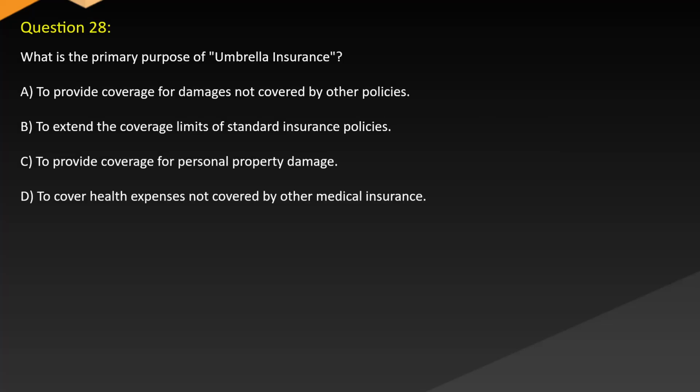Question 28. What is the primary purpose of umbrella insurance? A. To provide coverage for damages not covered by other policies. B. To extend the coverage limits of standard insurance policies. C. To provide coverage for personal property damage. D. To cover health expenses not covered by other medical insurance.